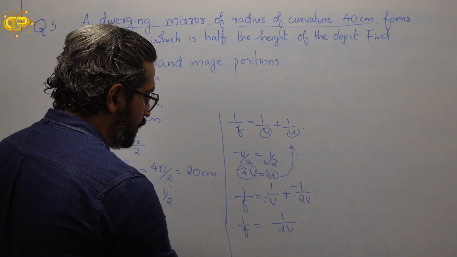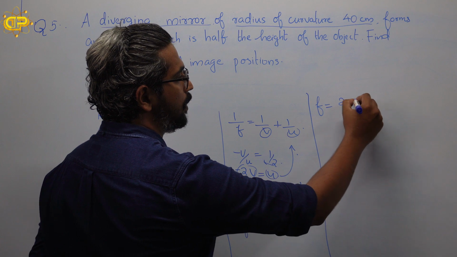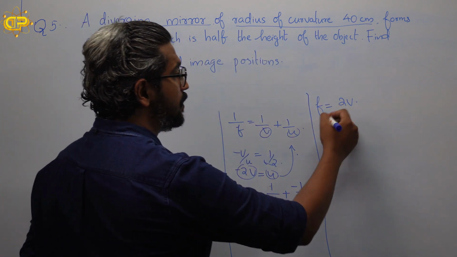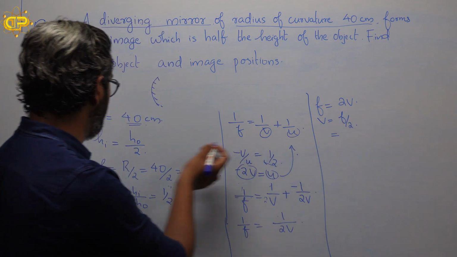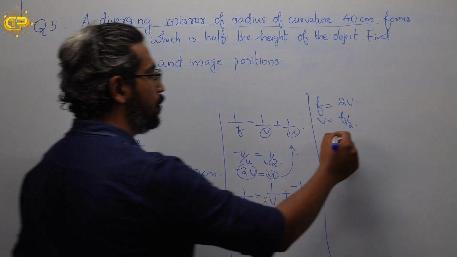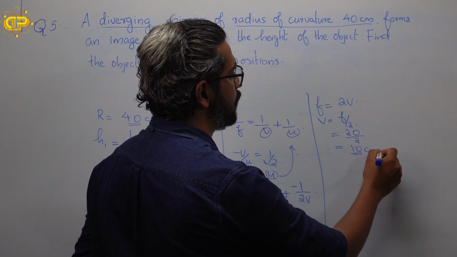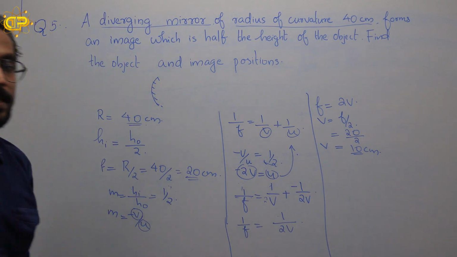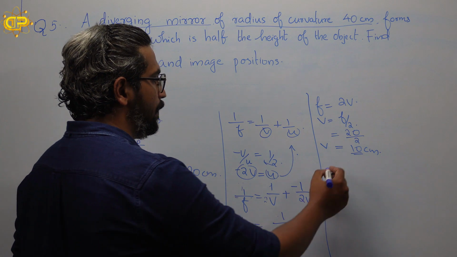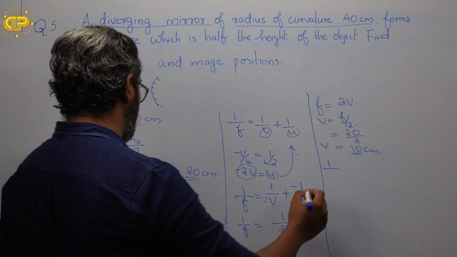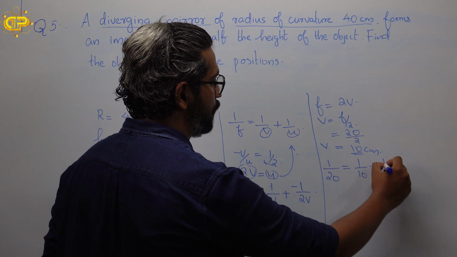And from there, F is equal to 2V. And what is V from there? V is F by 2. What is F? 20 centimeters. So 20 divided by 2 is equal to 10 centimeter. You got a value of 10 centimeter for V. Now, just substitute this 10 centimeter here and find out the values. That is 1 by F is equal to 1 by 20 centimeter, that is equal to 1 by 10 plus 1 by U.